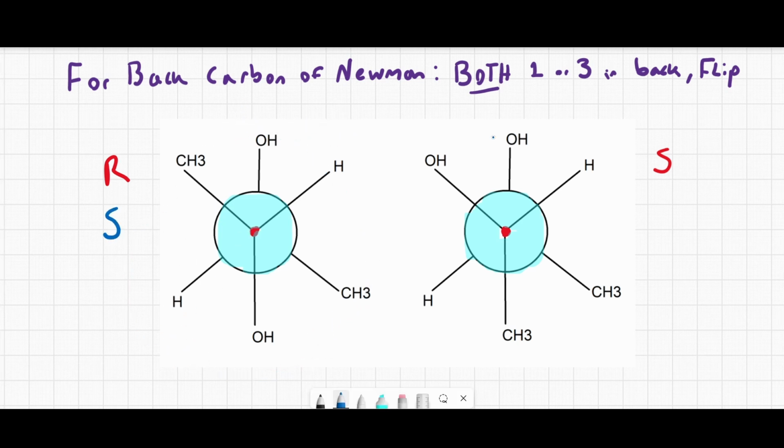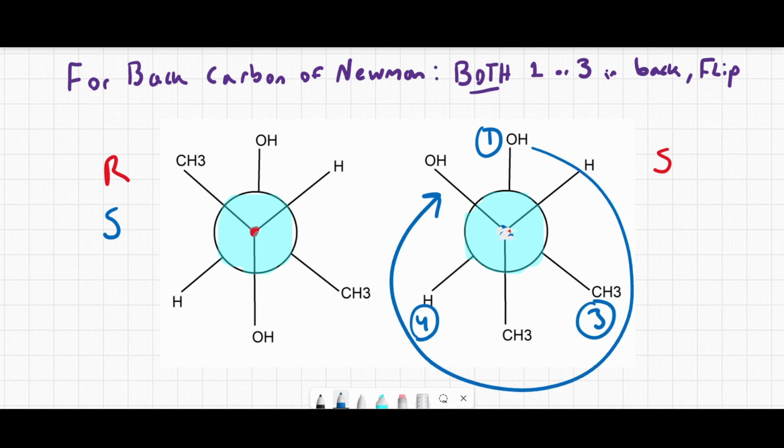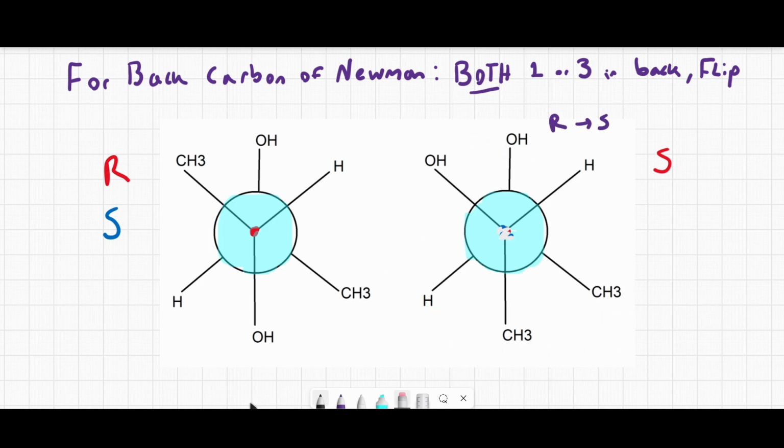Let's confirm with the other. On this other back carbon, it seems both 1 and 3 are in the back again together. So this clockwise looking R does have to flip to S. So the back is S for this one as well.